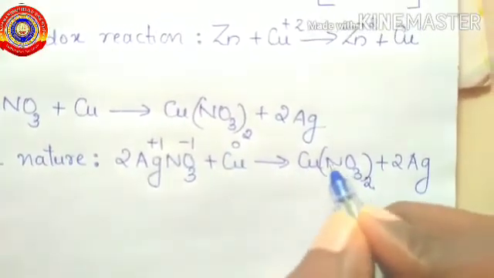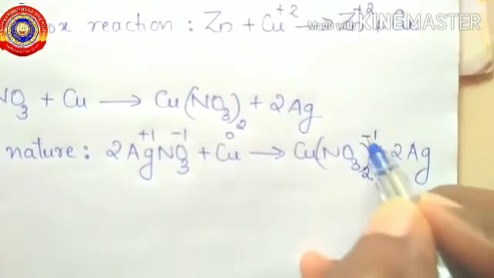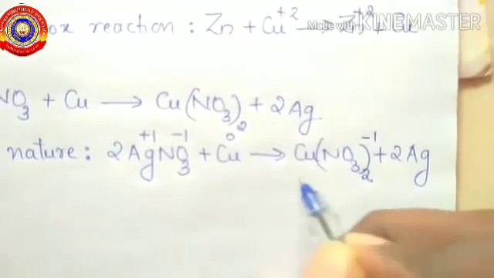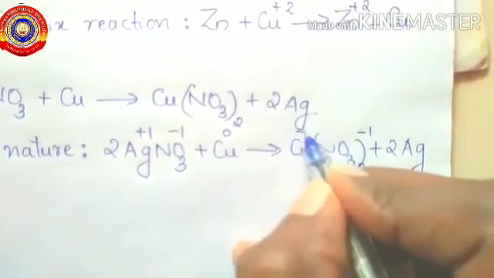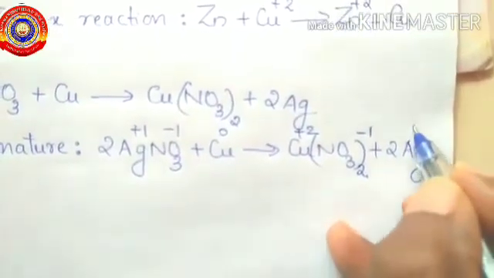In copper nitrate, the oxidation number of nitrate is -1. Since 2 nitrate ions are there, the charge of copper becomes +2. The oxidation number of silver atom is 0.